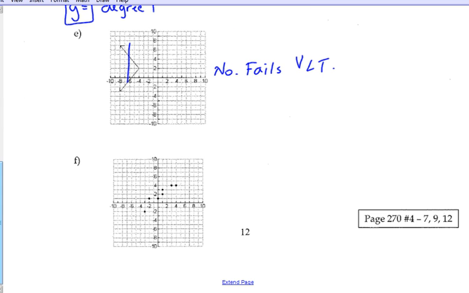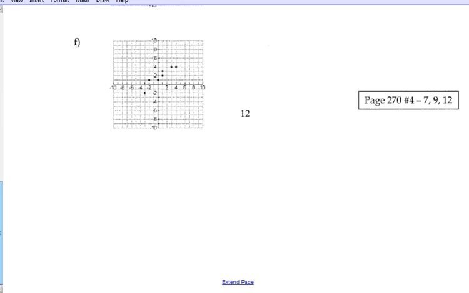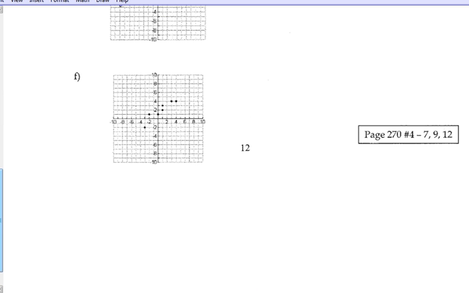And last one, is that a function? Be very careful. Look at the x value of 1. Does it have two y values at 1? Yeah. See, if we drew a vertical line there, it crosses 2 dots. So at x equals 1, there's 2 dots right here and here. And so it's not a function. It failed VLT, same as F. You could just say fails VLT. All right, moving on to the next lesson.